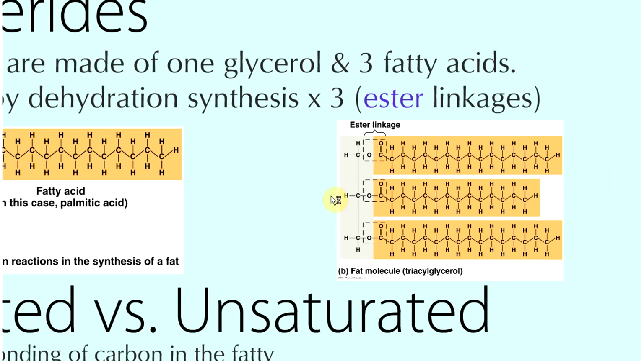The specific covalent bond that's formed during dehydration synthesis to create a lipid is called an ester linkage or an ester bond. Remember, when we're talking about carbohydrates, we call that covalent bond between sugar molecules a glycosidic linkage or glycosidic bond. But in this case, it's an ester bond since it's a fat.